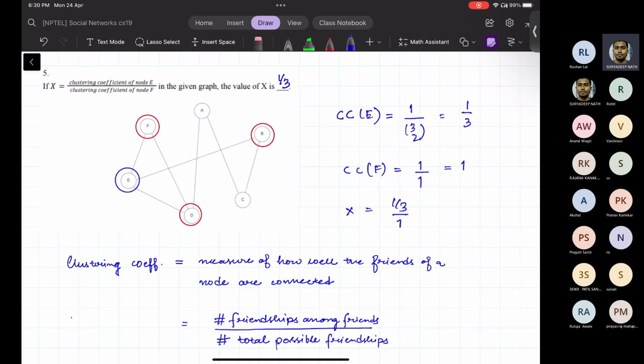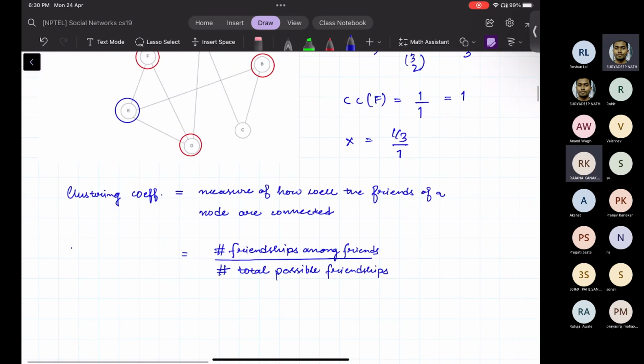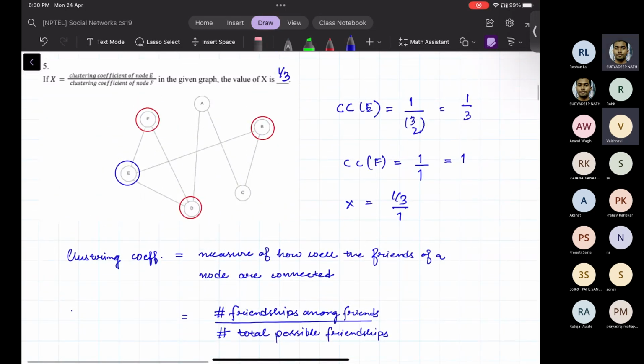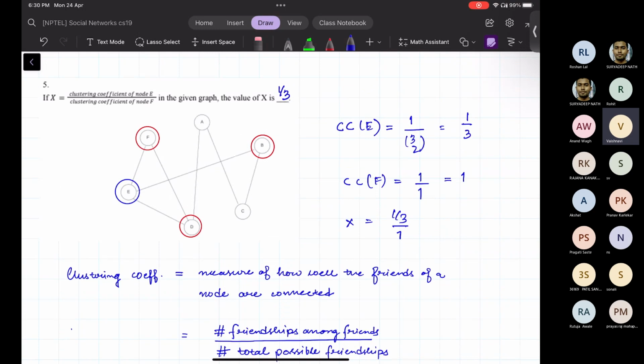So, is that clear? Okay, thank you, sir. Thank you, sir. Yeah. So, one more doubt regarding clustering coefficient. Yeah, go ahead. So, how many distinct values are possible for the clustering coefficient of a node with degree n?